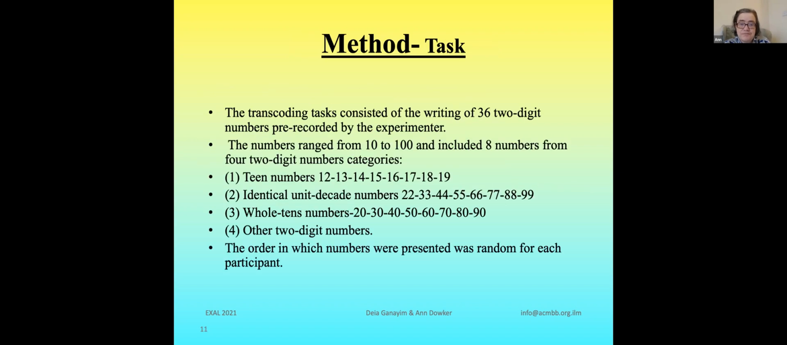So they were given transcoding tasks, which consisted of the writing of 36 two-digit numbers pre-recorded by the experimenter. And they included numbers from 4 two-digit number categories: teen numbers, identical unit decade numbers like 22 and 33, whole tens numbers, decade numbers like 20 and 30 and 90, and other two-digit numbers, 23, 28, etc. And the order of presentation of numbers was random for each participant.